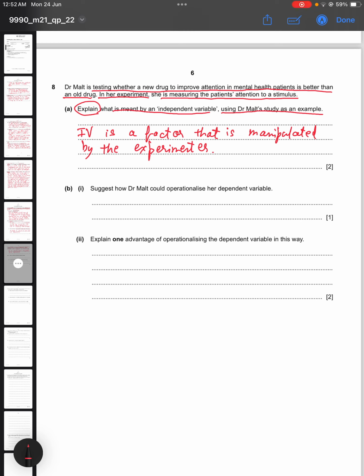Now from the study, for example, in Dr. Malt's study, the independent variables, the IVs, are the new and old drug.